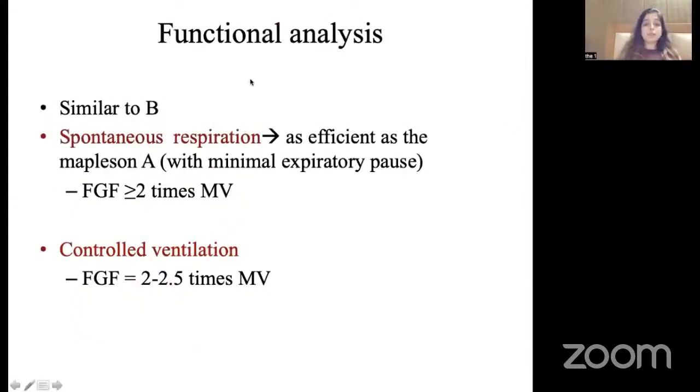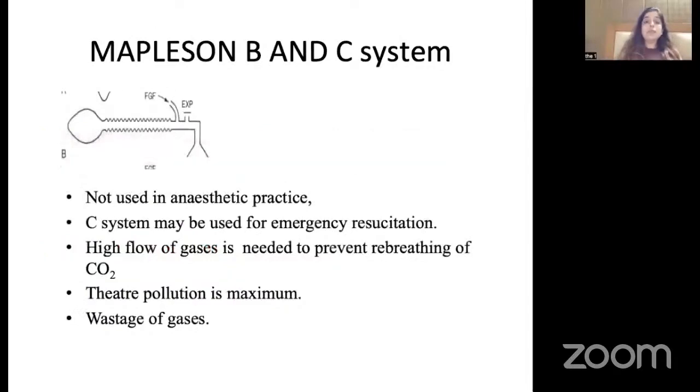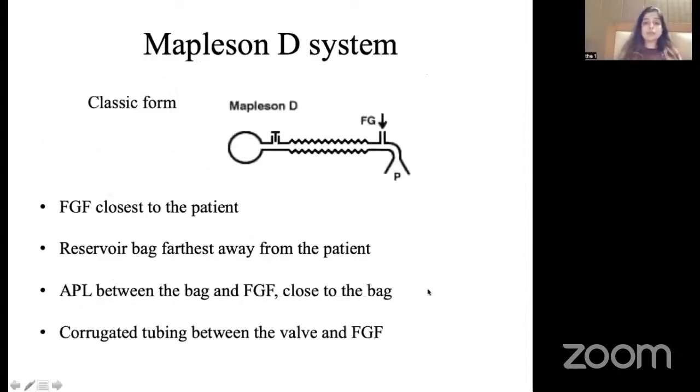Functional analysis of Mapleson C is similar to Mapleson B. For spontaneous respiration, Mapleson C is as efficient as Mapleson A but with minimal expiratory pause, and these are the fresh gas flows required for spontaneous and controlled ventilation with Mapleson C. Now, these Mapleson B and C systems are not commonly used in anesthetic practice. The C system may be used for emergency resuscitation.